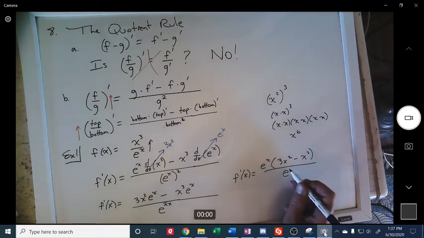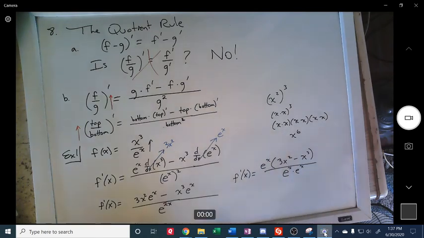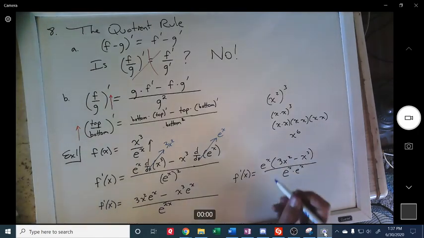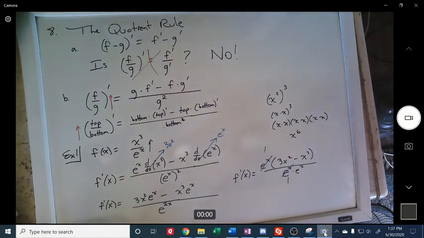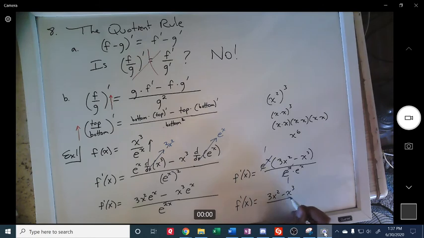Now, you can think of e to the 2x as e to the x times e to the x, if you want, because you'd add the exponents. And one of these is going to cancel with one of these. And then that one, there's my final form for the derivative.